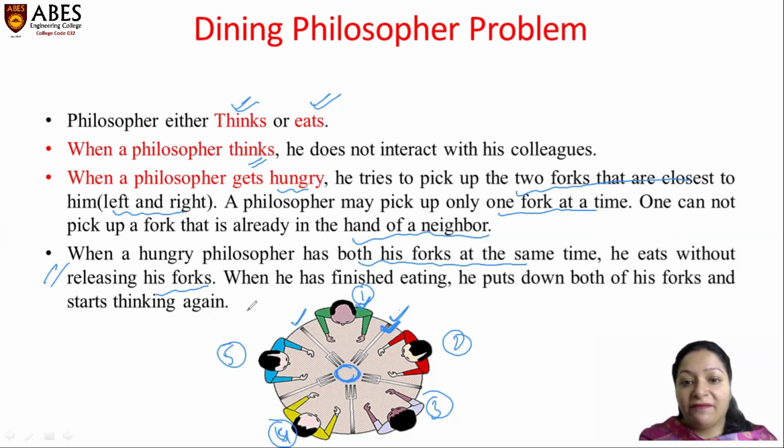And so whenever a philosopher finishes eating, he puts down his forks and starts thinking again. Because हमने क्या कहा कि philosopher के पास दो ही काम हैं, thinking और eating. जब thinking कर रहा है तो eating नहीं करेगा, और जब eating करेगा तो thinking नहीं करेगा. ठीक है.